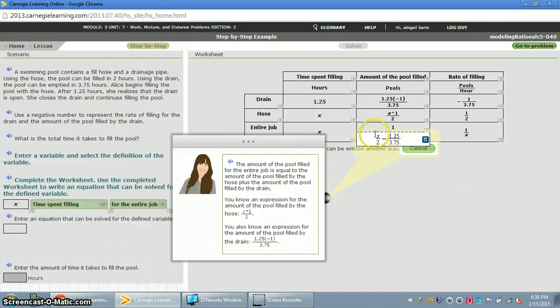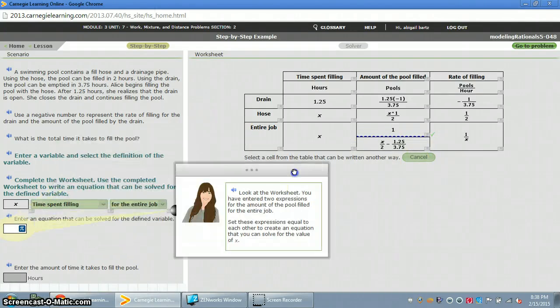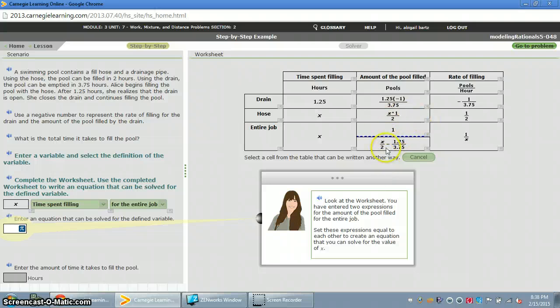So it's filling the pool with the hose, the amount filled with the drain, which is really a not filling. And so that's how they get your two statements. Again, typically it's the one by the number 1, so you're just going to be setting up an equation right here. So it says enter the equation that can be solved for the defined variable. So 1 equals x divided by 2 minus my drain, 1.25 divided by 3.75.